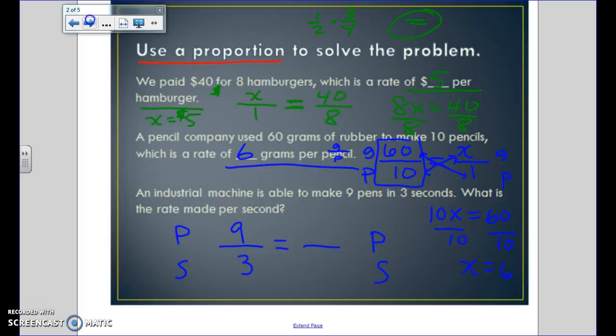What is the rate made per second? Okay, so when it says per second, we know it means per 1 second. So 1 down here, and we need to know what rate it is. So now I have this proportion that I can solve. And so when I cross multiply, just like that, 9 equals 3x, or x equals 3. So I know that the rate made per second is 3 per second. Okay. So it's cross multiplication after I use my proportion.